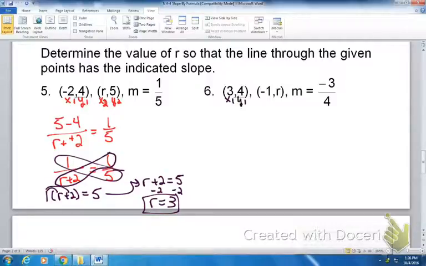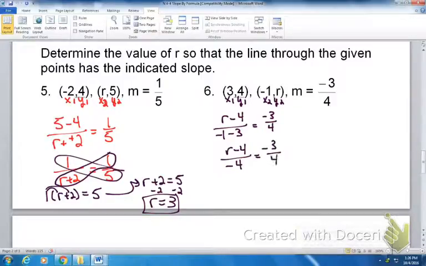I have x1, y1, x2, y2. So I have r minus 4 over negative 1 minus 3, and that's going to equal negative 3 over 4. Now I'm going to do my arithmetic. R minus 4 doesn't change, but negative 1 minus 3 is negative 4, and that equals negative 3 over 4. Now I'm going to cross multiply here as well. I'm going to have 4 times r minus 4 equals negative 3 times negative 4.